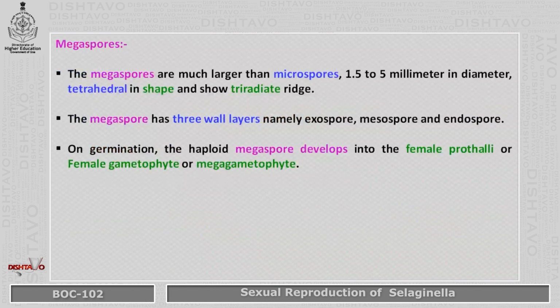Let us see about the megaspores. The megaspores are much larger than microspores, 1.5 to 5 millimeters in diameter, tetrahedral in shape, and show a triradiate ridge. The megaspore has three wall layers, namely exospore, mesospore and endospore. On germination, the haploid megaspore develops into the female prothallus, or female gametophyte, also called megagametophyte.